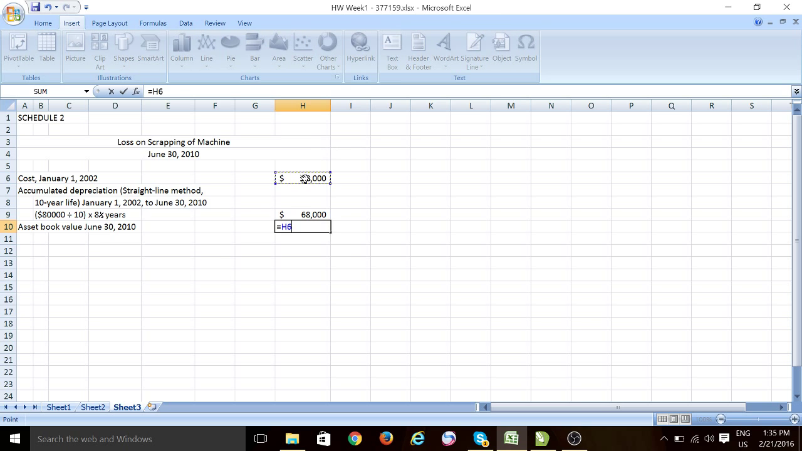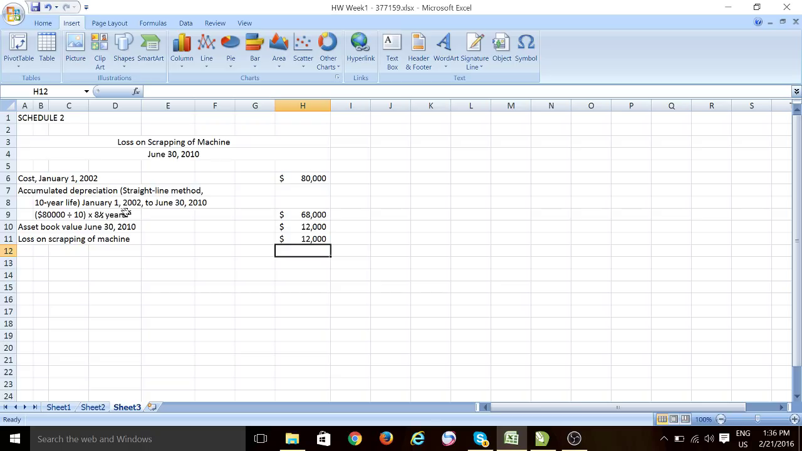on June 30, 2010, where we need to minus the cost, and then we got $12,000. So now we got the numbers for the loss on scrapping of machine on June 30, 2010, is this, $12,000.